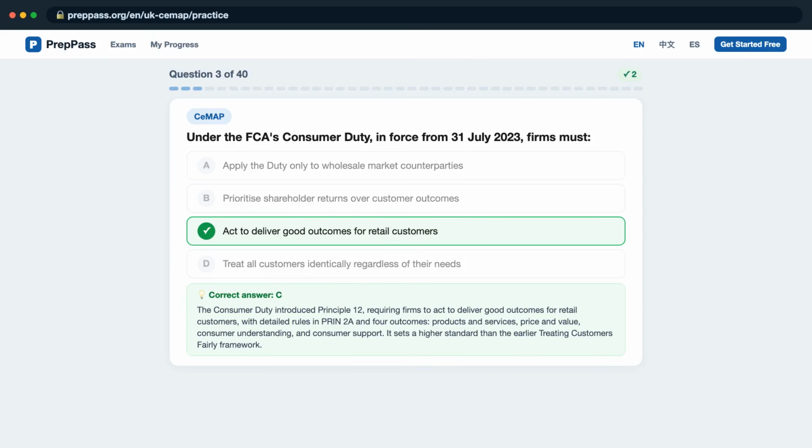The Consumer Duty introduced Principle 12, requiring firms to act to deliver good outcomes for retail customers, with detailed rules in PRIN 2A and 4 outcomes: products and services, price and value, consumer understanding, and consumer support. It sets a higher standard than the earlier Treating Customers Fairly framework.